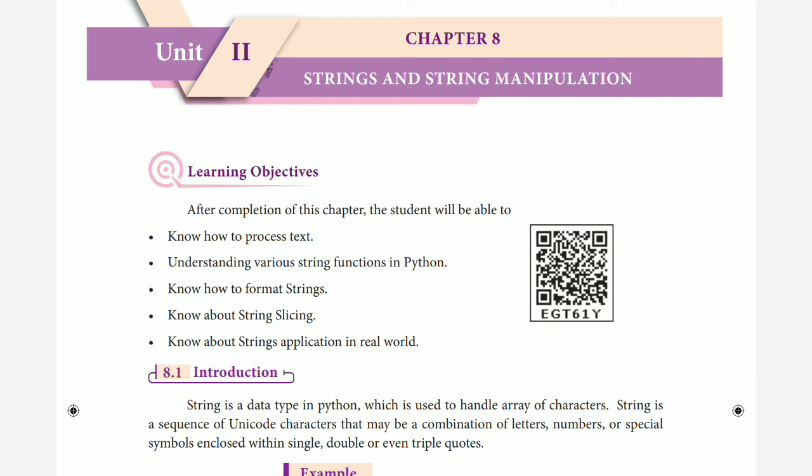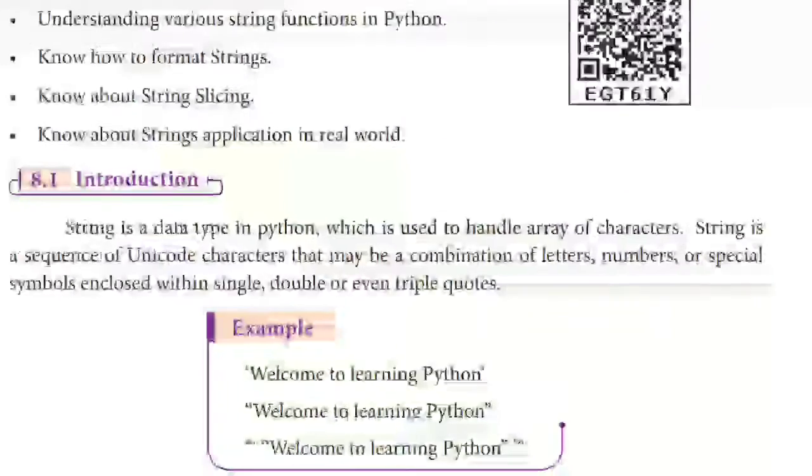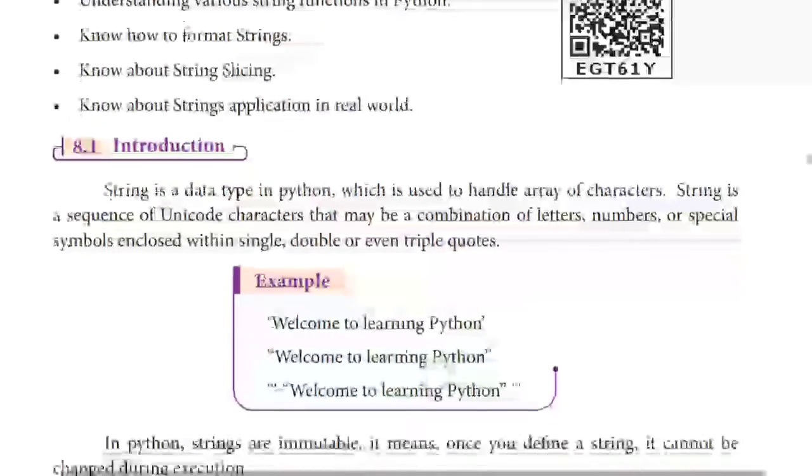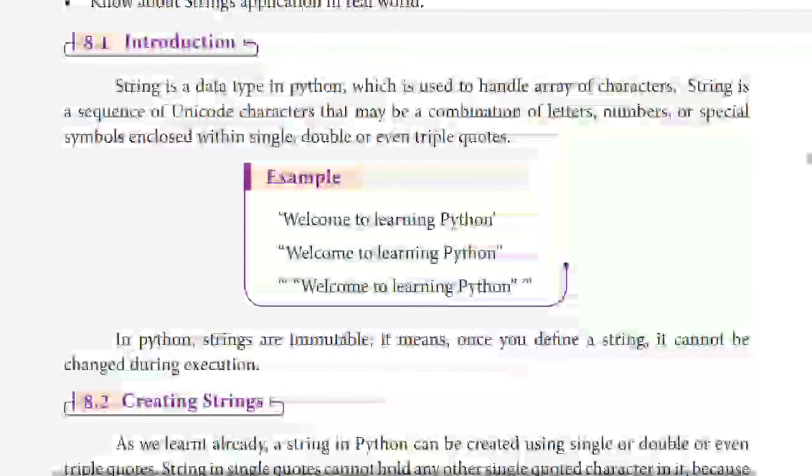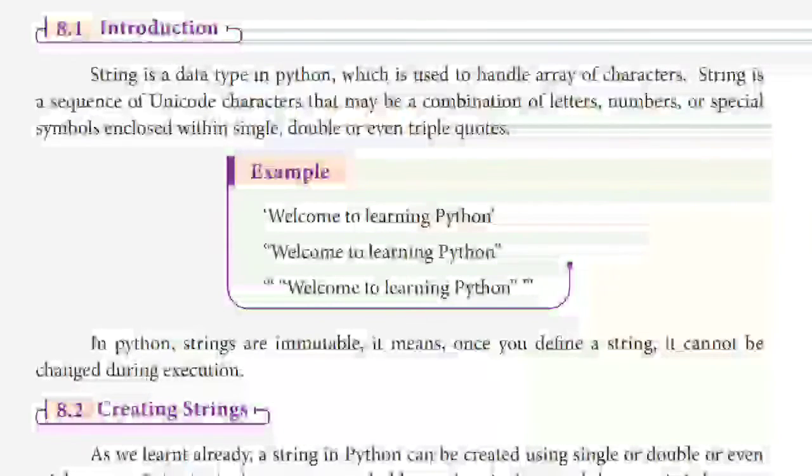So what is a string? In the introduction, we can see that string is a data type in Python which is used to handle an array of characters. A string is a sequence of Unicode characters that may be a combination of letters, numbers, and special symbols enclosed within single quotes, double quotes, or even triple quotes. Here they have given some examples to show you how Python handles strings.